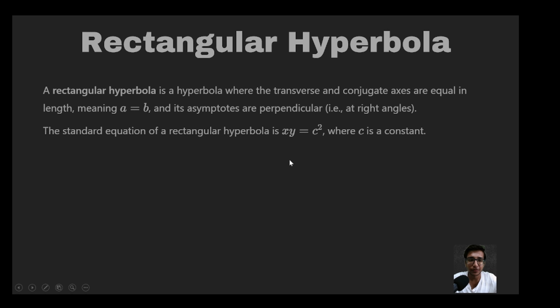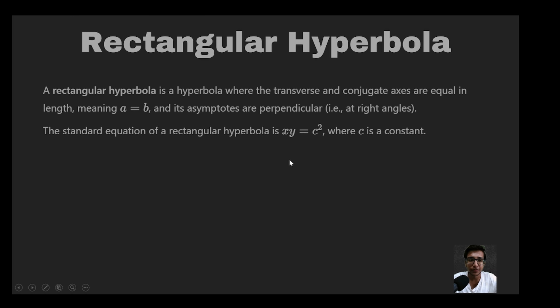That means if I was to write an equation, this would become x square by a square minus y square by a square is equal to 1, since a is equal to b. So this can be one of the ways of writing my equation.